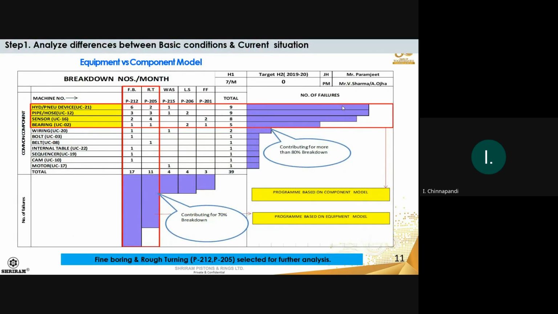And we put it in a 2D matrix. The 2D matrix shows which component or which equipment is failing. We check whether a particular machine is going down again and again, or some particular component is repeatedly breaking down. So this is the selection mode where you decide whether to work on a particular machine or on a particular component. It's called the 2D matrix. Next.